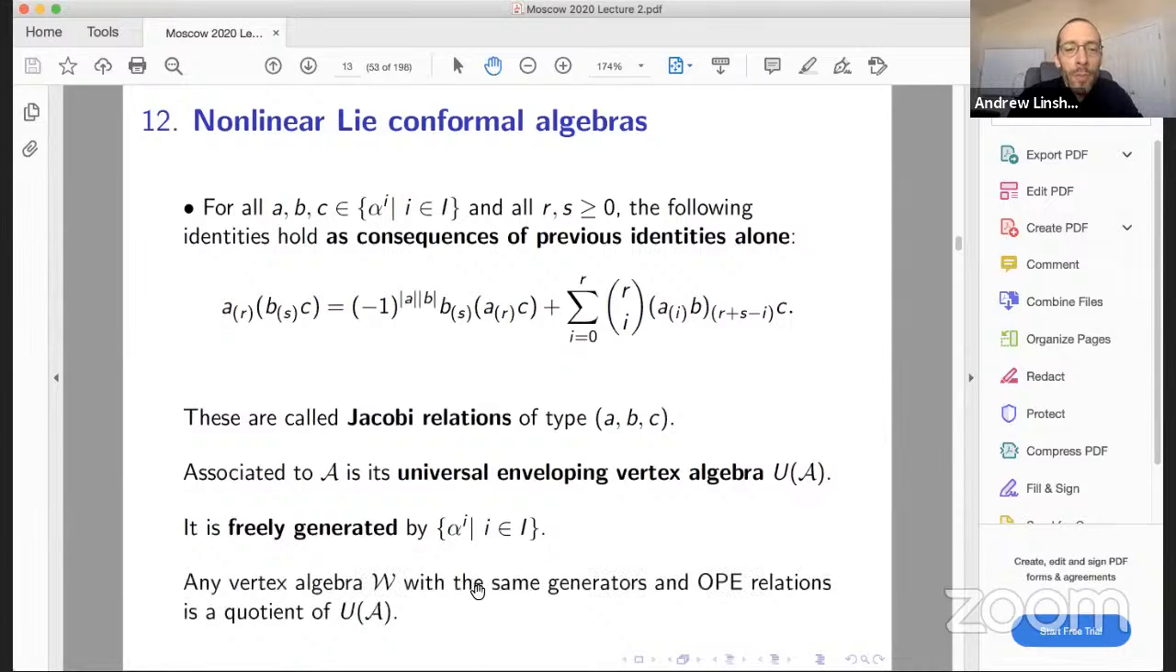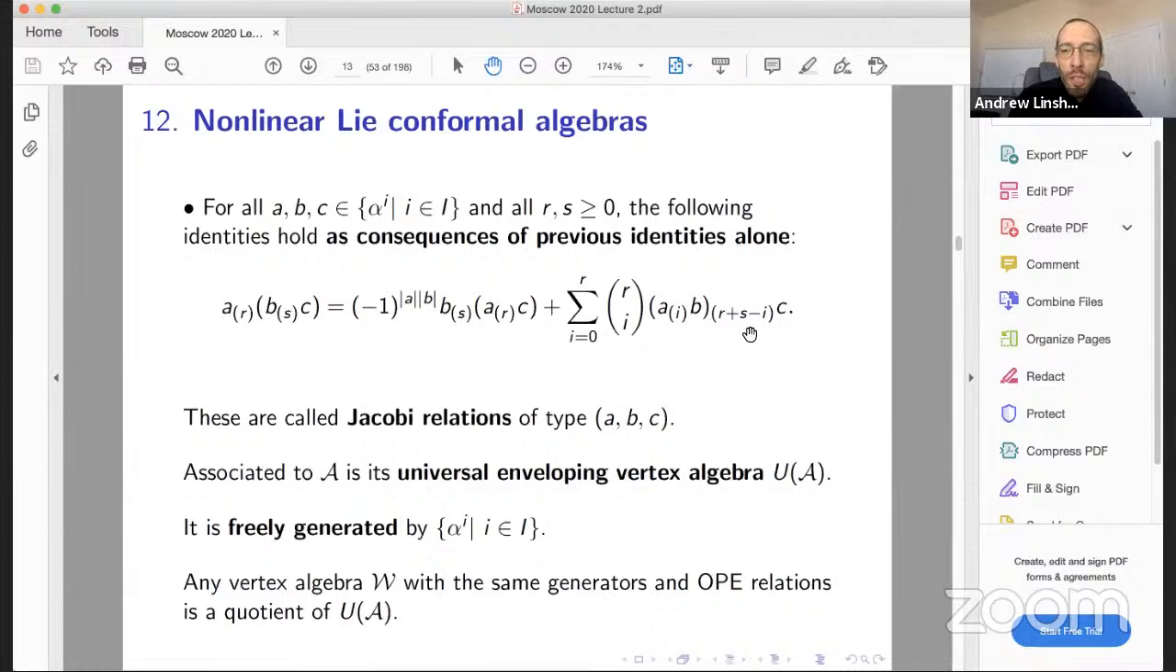And it has a universal property that any vertex algebra with the same generators and OPE relations has to be a quotient of this universal enveloping VOA. So actually what they prove is much stronger than this. It may be the case that not all these Jacobi identities hold as consequences of the previous ones. Then there's still a good notion of the universal enveloping VOA, but it's no longer freely generated. You have to mod out by the consequences of these.